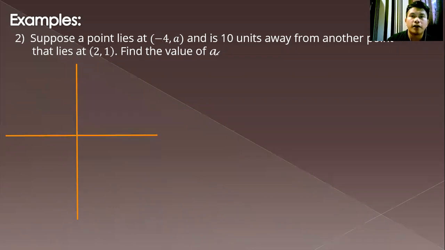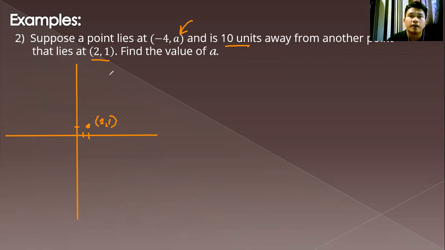Okay, so we have here a point which is (2, 1). So we have 1, 2, and this is 1. This is our point, which is (2, 1). Sabi dito, there is a point that lies at (-4, a), which is 10 units away from point (2, 1).